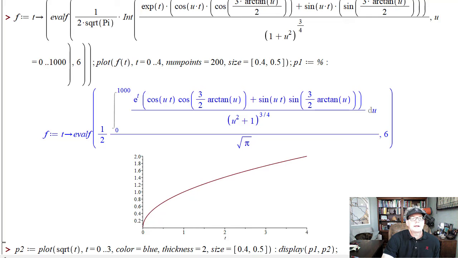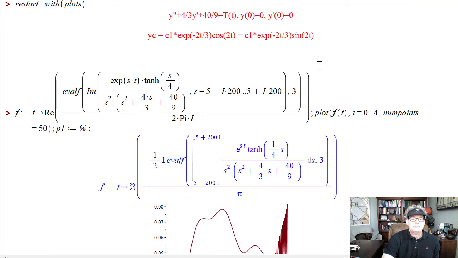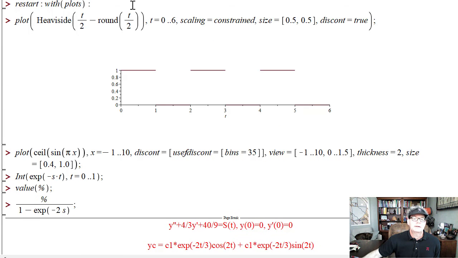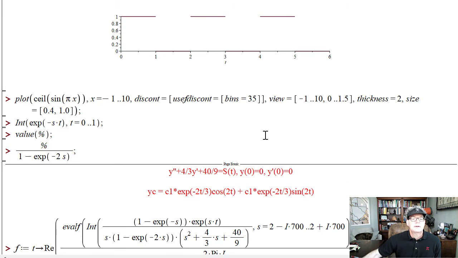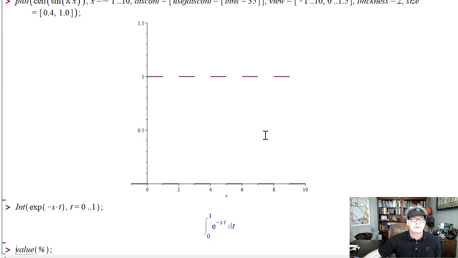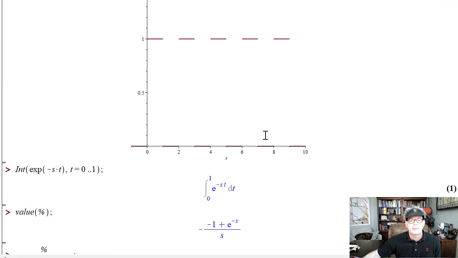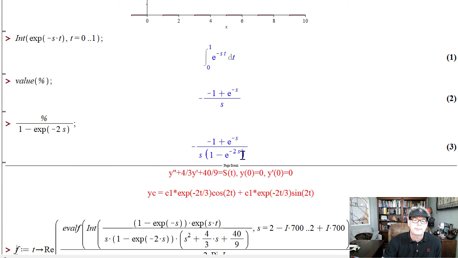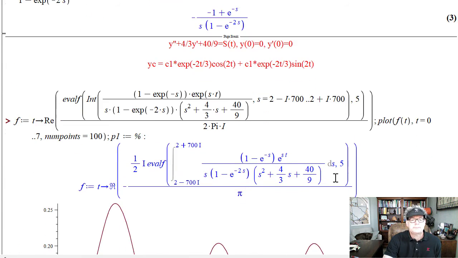Well, just a quick look at a couple then. We'll start with this one. Here's a plot of what's sometimes called a square wave function. It's 1 and 0, 1 and 0, 1 and 0. I just did it a different way. So here would be the Laplace transform of that. You'd have to do some manipulation. So there's the Laplace transform of the square wave function because it's periodic. Don't worry about that. And here's a differential equation.